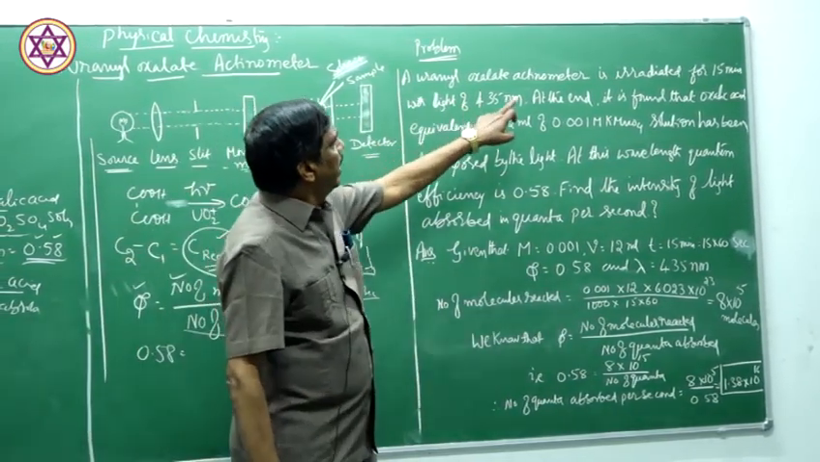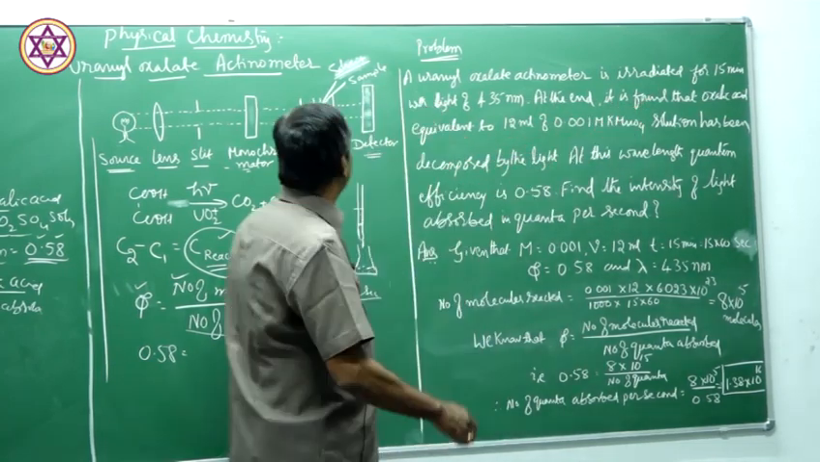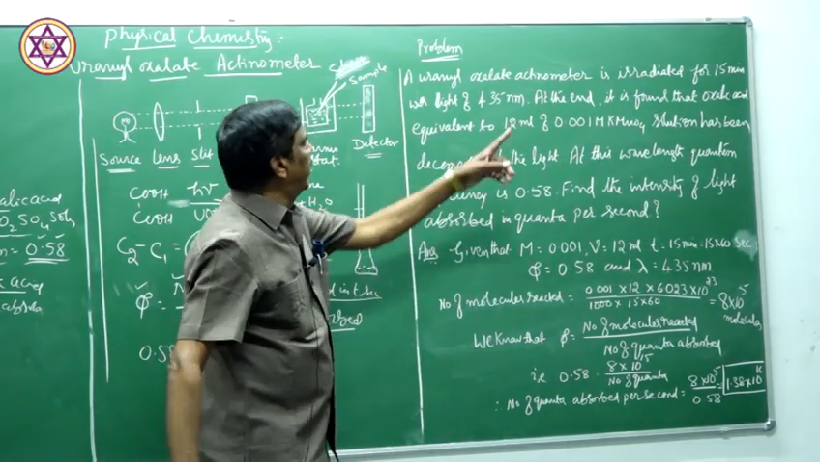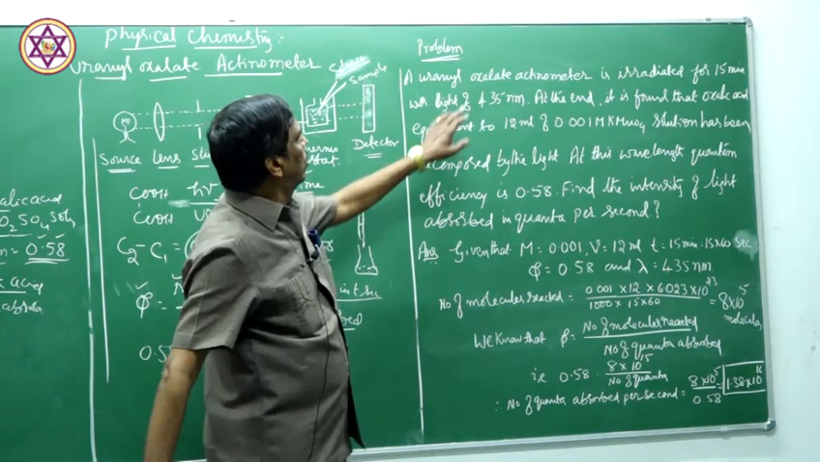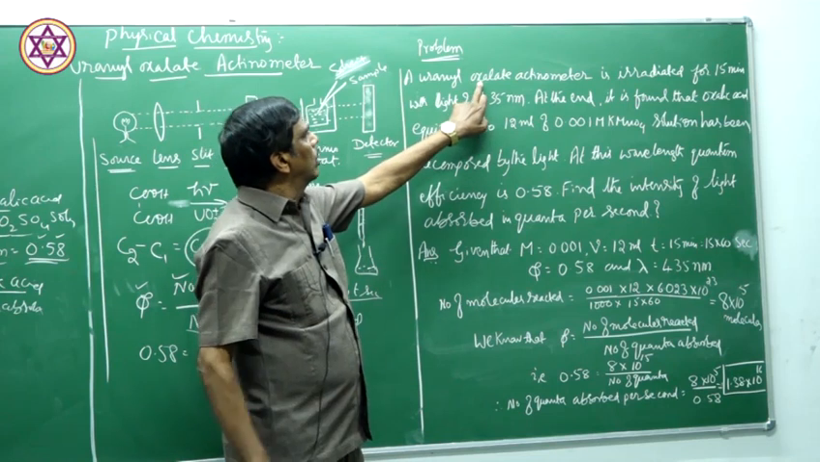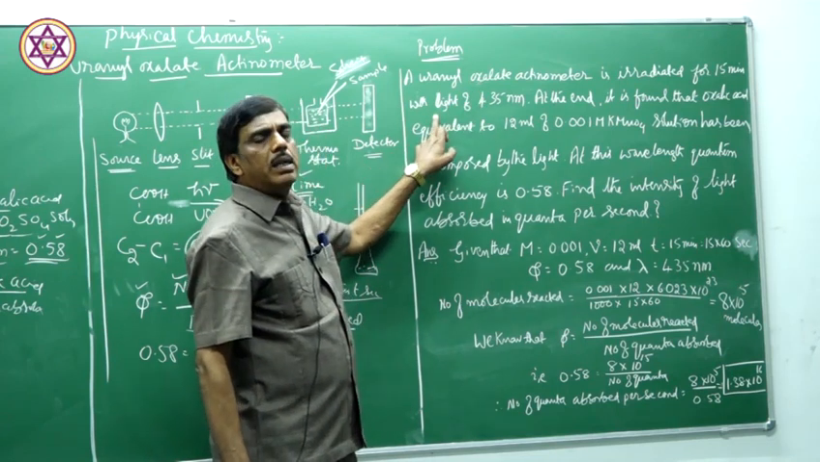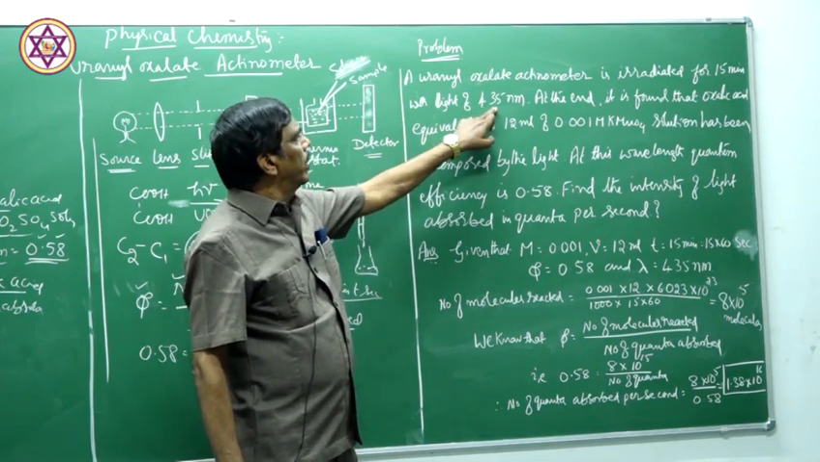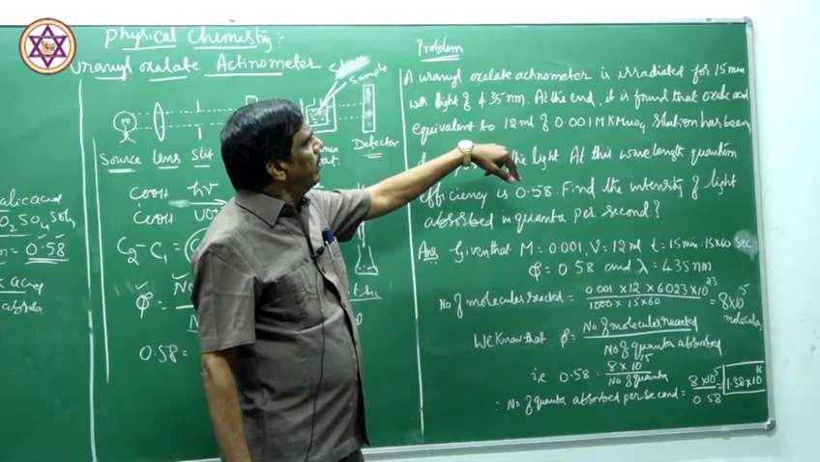A uranyl oxalate actinometer is irradiated for 15 minutes. Now, time here is 15 minutes. In 15 minutes of time, radiation is passed through the solution, and the wavelength of the radiation is given, it is 435 nanometers. So, after 15 minutes what happens?